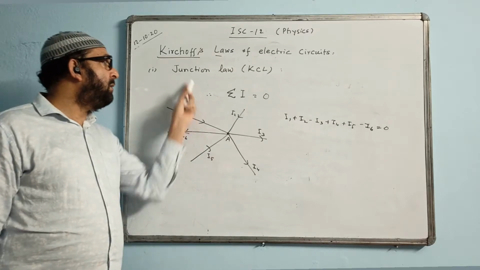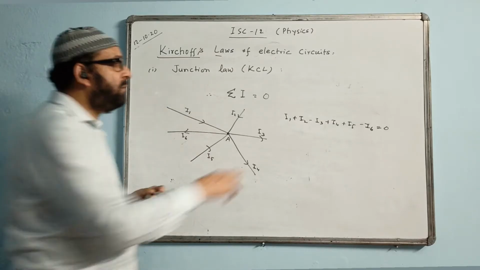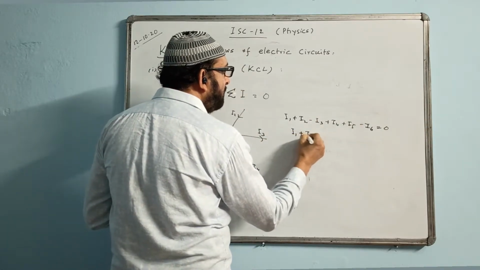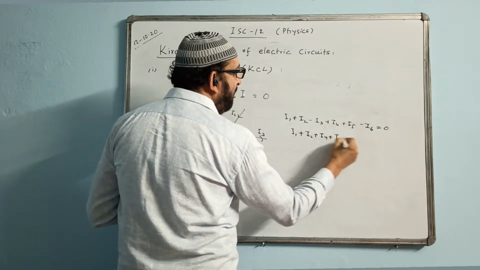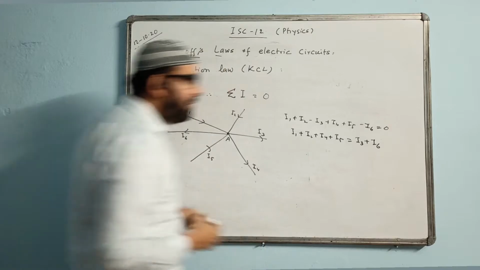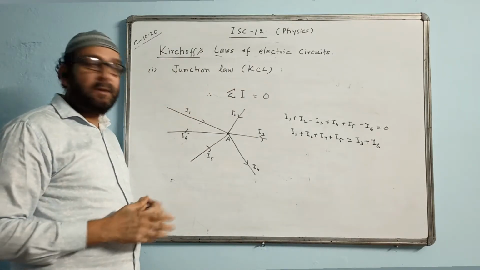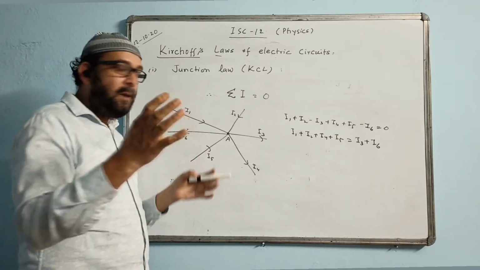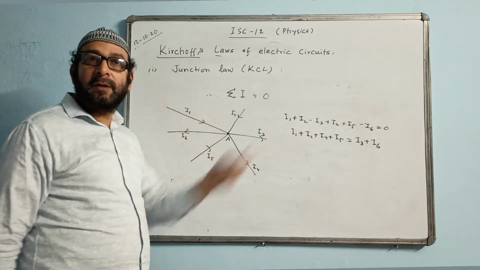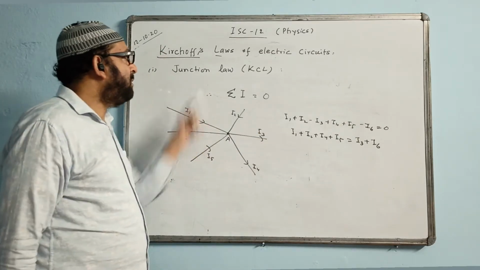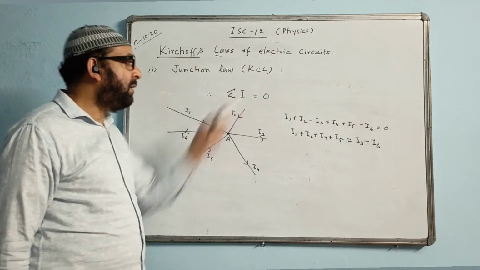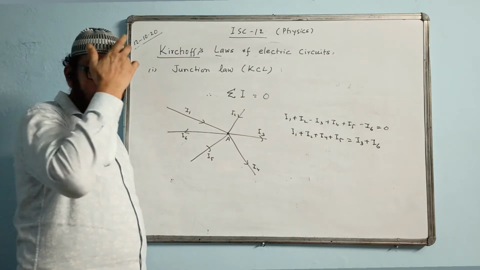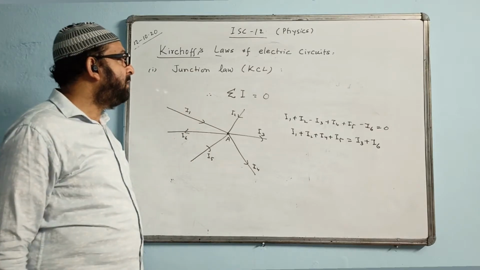Okay, now this junction law we can take this way also. If you take the minus terms to the other side of the 0, they become plus. That means you can write I1 plus I2 plus I4 plus I5 is equal to I3 plus I6. In other words, the current coming towards the point will be equal to the current going away from the point. This is called the junction law, sigma I equal to 0. Current towards is equal to current away. You can just equate and find unknowns. This will happen using Kirchhoff's junction law.